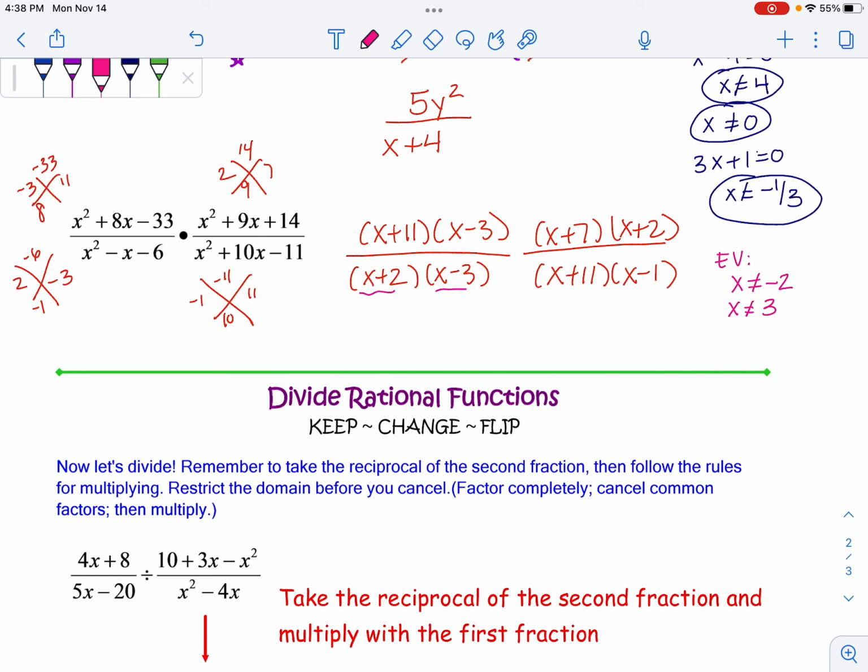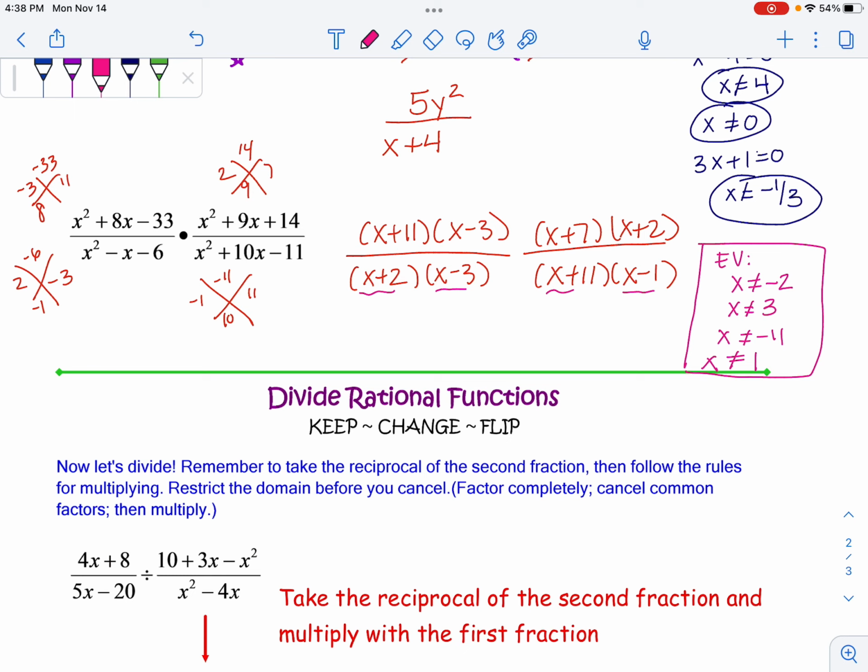3 minus 3 is 0, right? The x plus 11, I cannot plug in a -11. And then the x minus 1, I cannot plug in a +1. So here's my excluded values. That's the first part of my answer. The second part is my simplified fraction.